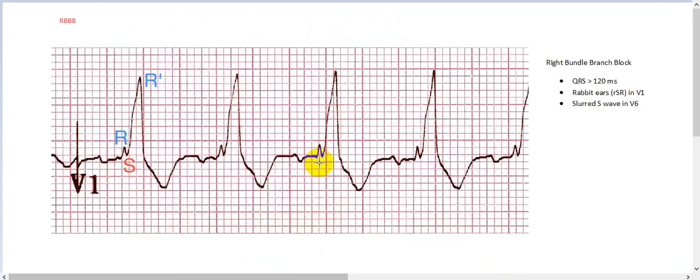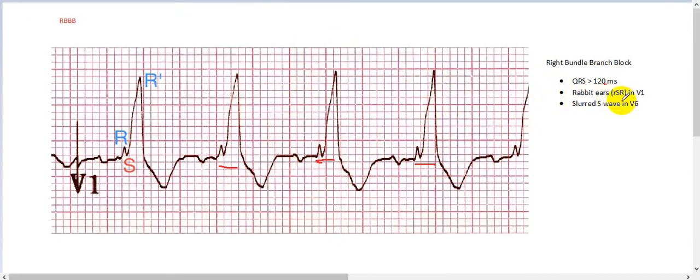So now let's talk about right bundle branch block. Right bundle branch block is the same thing, but it's the opposite. Instead of the left ventricle, it's affecting the right ventricle, the right bundle branch. The characteristics are the QRS is greater than 120 milliseconds. Same thing as left bundle branch block, the QRS is greater than 120 milliseconds.